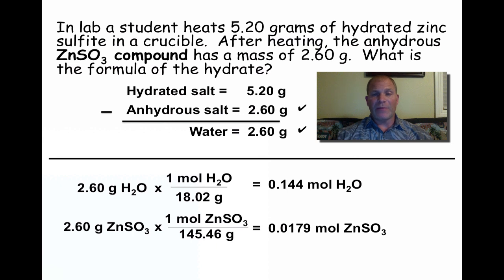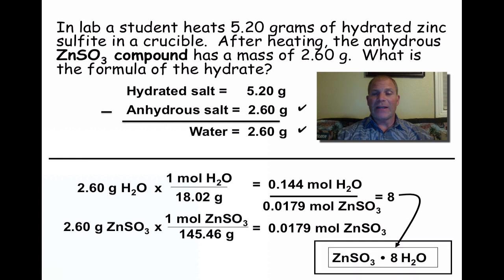Now my final step, again, take the moles of my water and divide it by the moles of the salt, the zinc sulfite, which is 0.0179, and that gives me a multiple. That tells me how many waters. At this point I use regular rounding rules. If it was 8.4, I would keep it at 8. 8.5, I'd round it to 9. But it's now 8, so my zinc sulfite is an octahydrate.